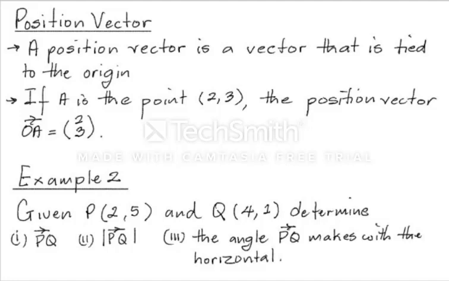Position vector. A position vector is a vector that is tied to the origin. This is something you're going to see in operation. This says if A is the point 2, 3, then the position vector OA would be the column vector 2, 3. So essentially, the coordinate of a point and the position vector of that point have the same values, 2, 3. Here's an example.